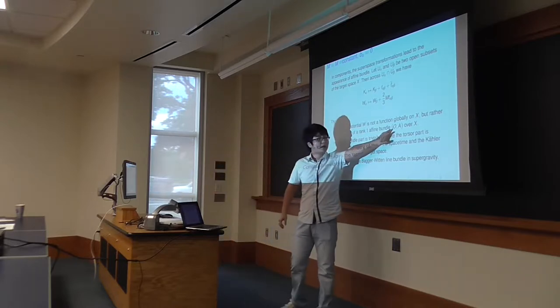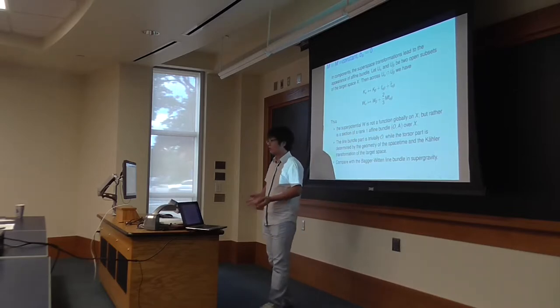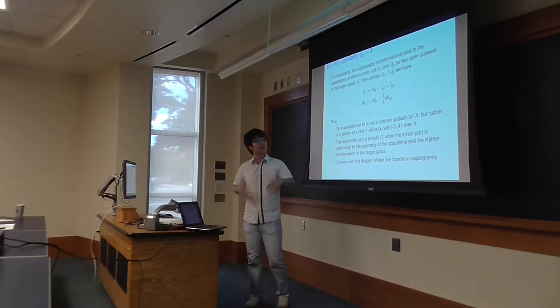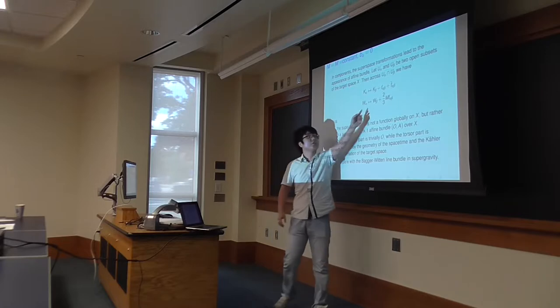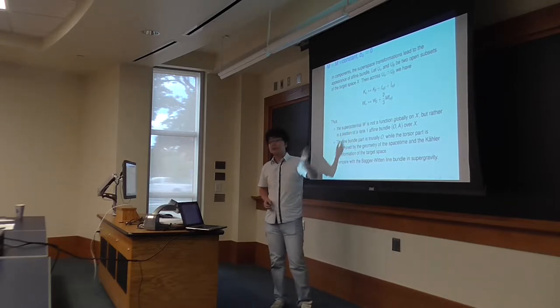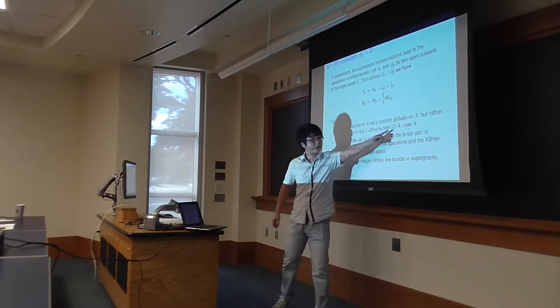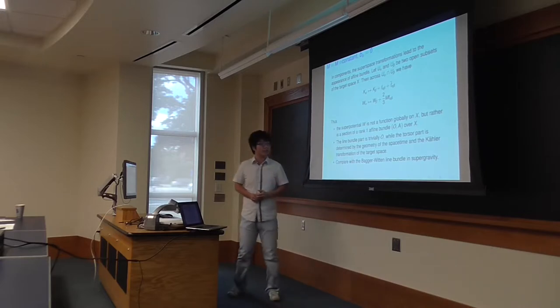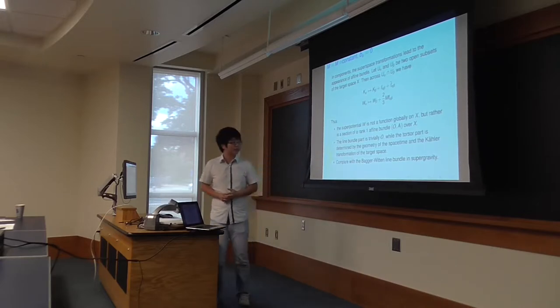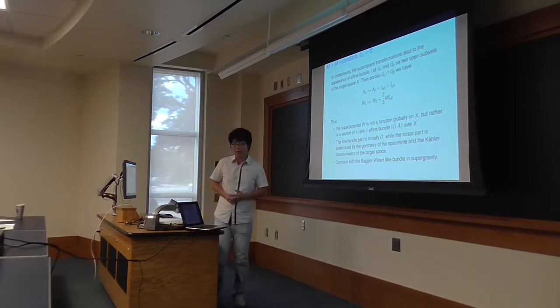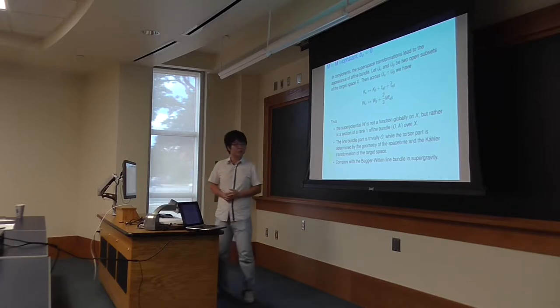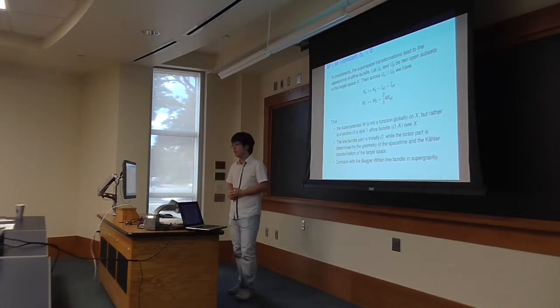And this O part is a trivial line bundle, which means that you do not have any phase rotation of W, but you do have a translation. And that translation is handled by this torsor part of the affine bundle. And this is very similar to the Bagger-Witten line bundle story in supergravity.